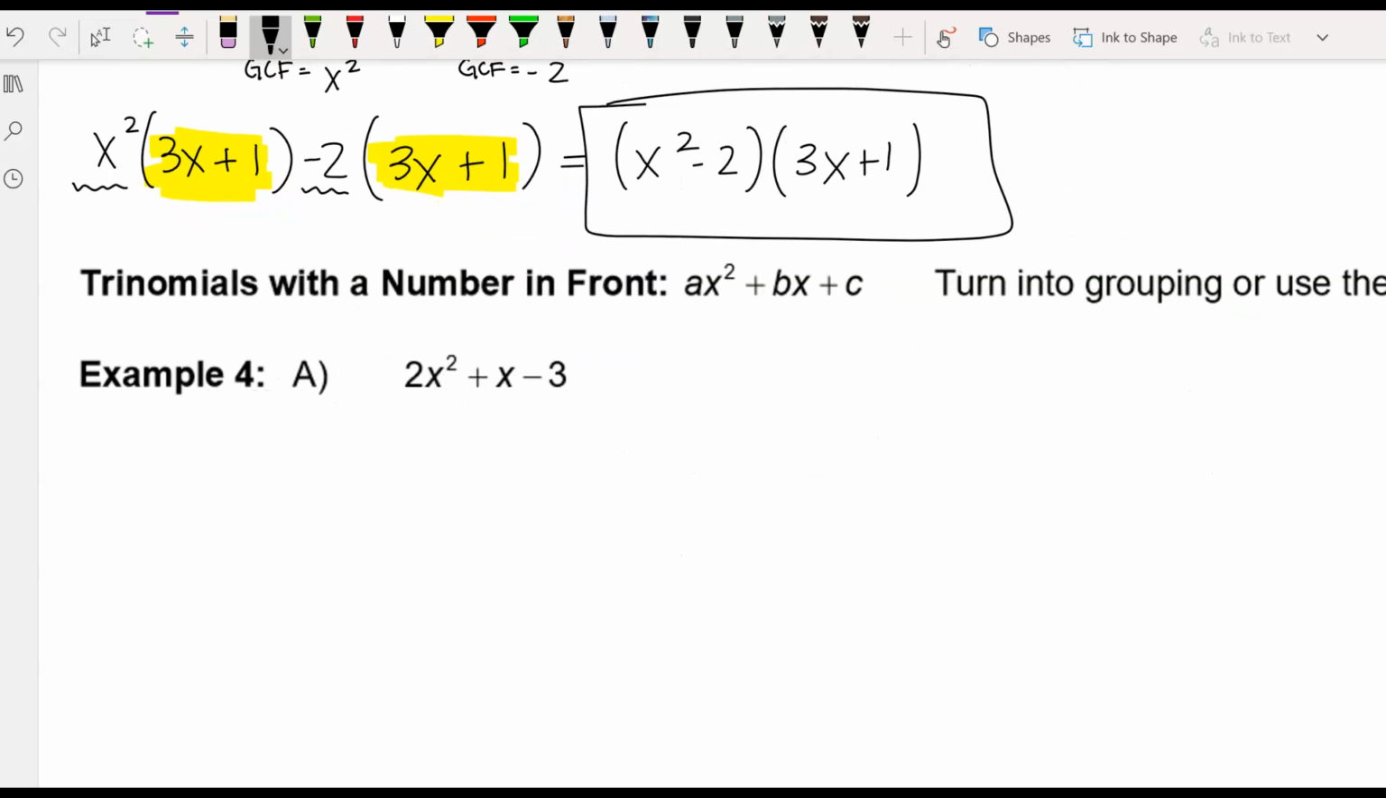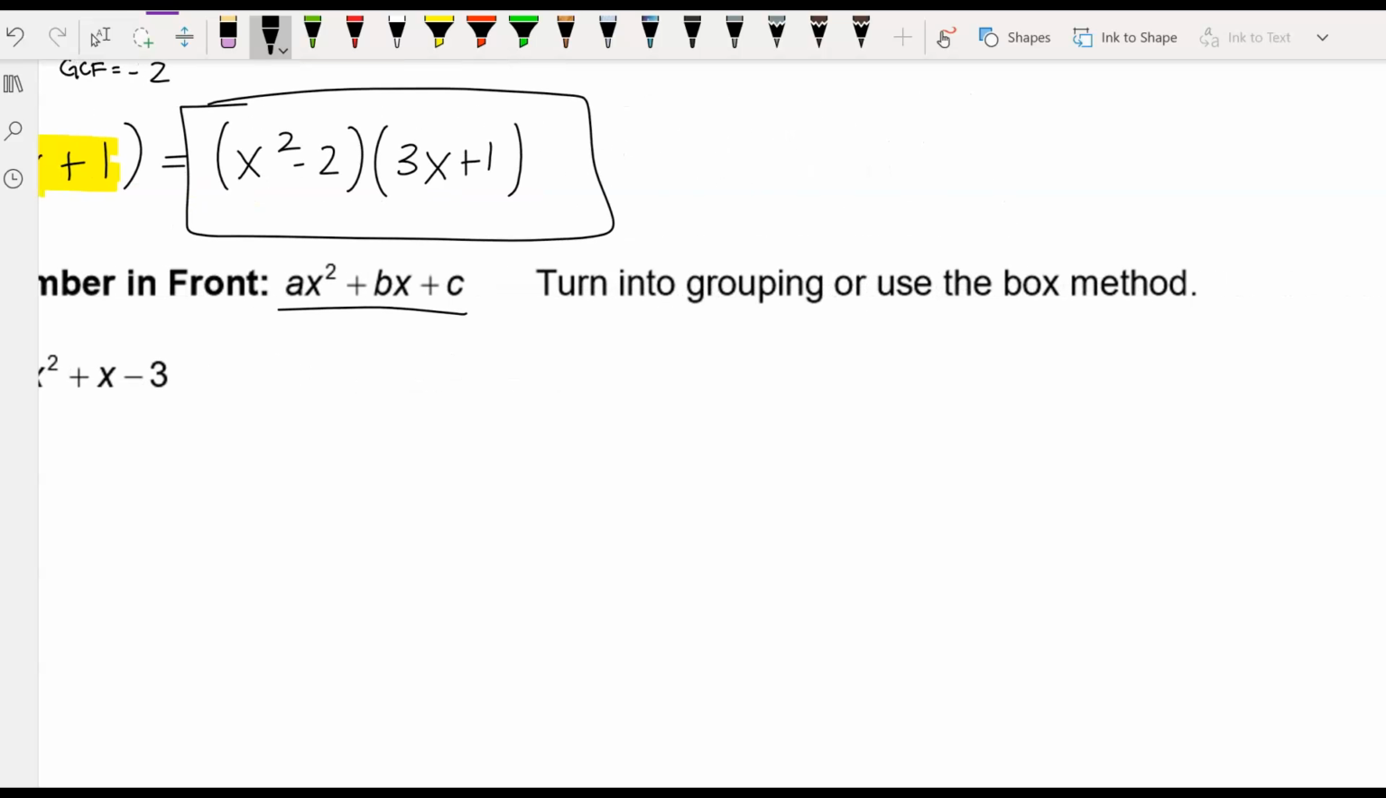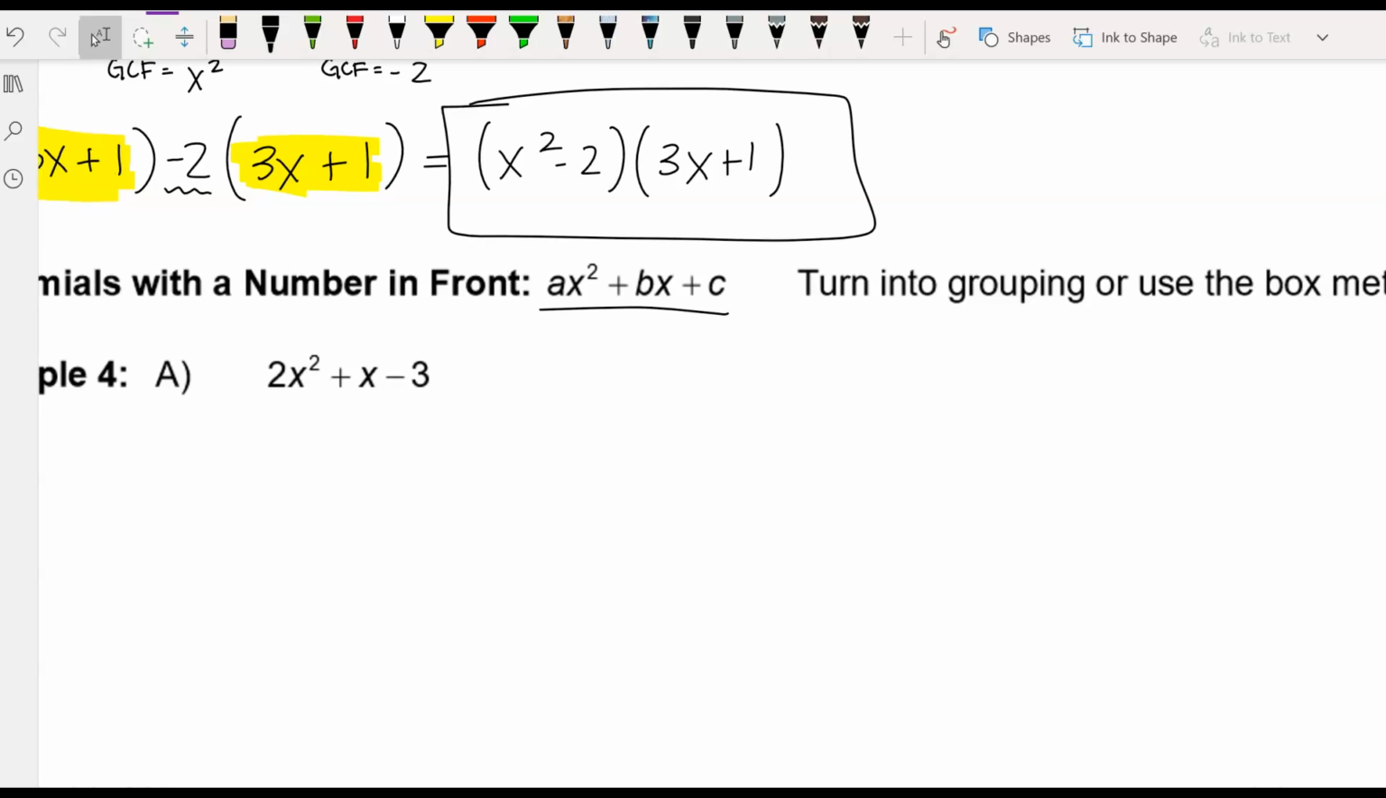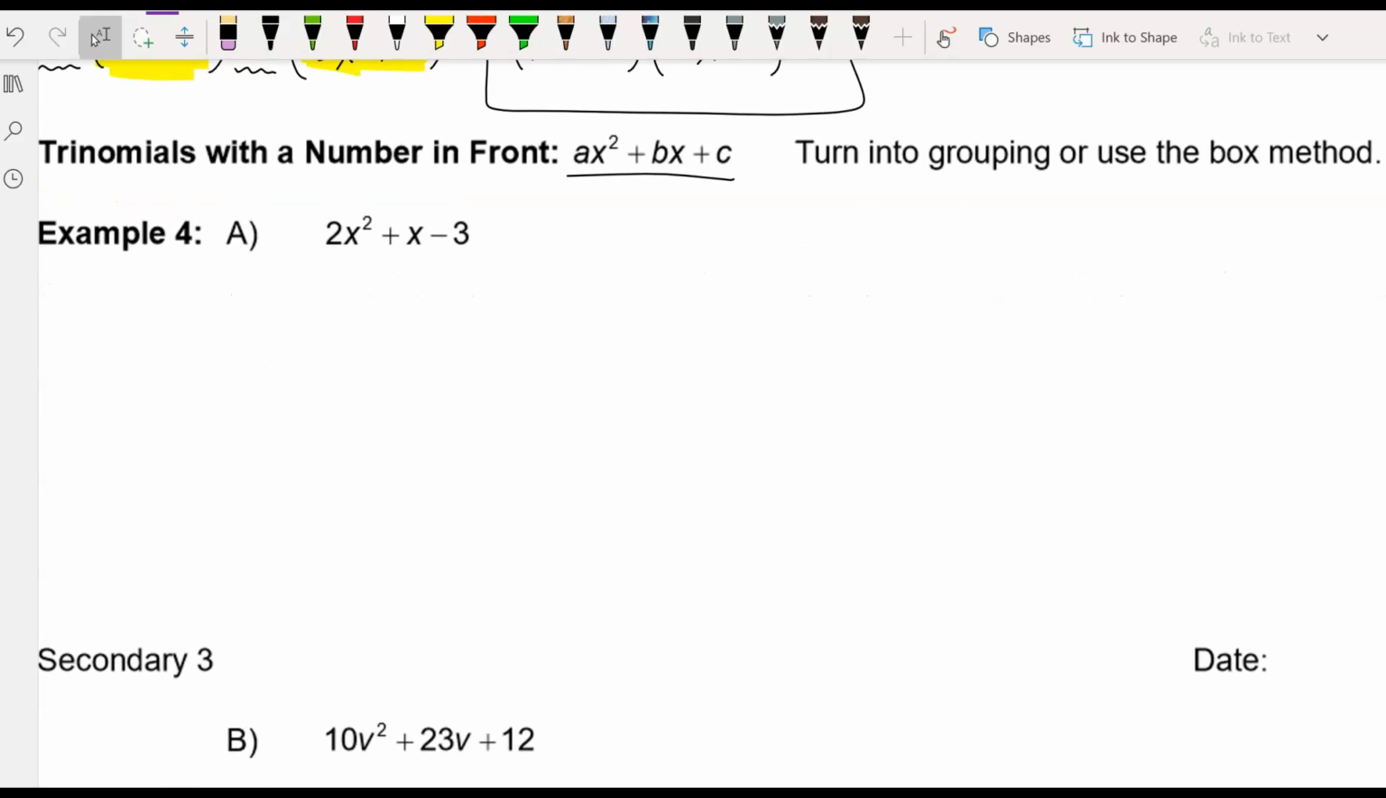All right, factoring when there is a number in front, you can either turn it into grouping or use the box method. So you'd have to change these and do that grouping. It's easier just to do the factoring at this point. So it's going to be A times C is going to add or subtract to make B. So remember, this is A, B, and C. So A times C is -6, and then B is 1. So remember, if it's by itself, there's always a 1 there.